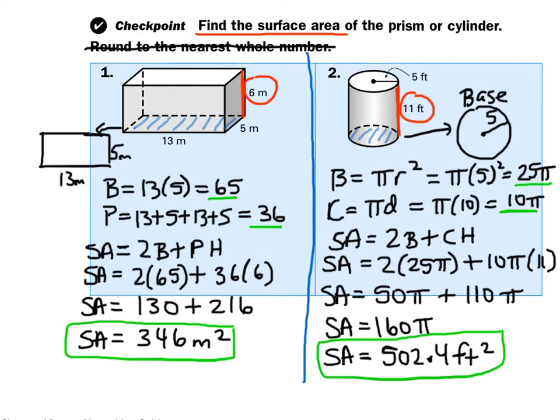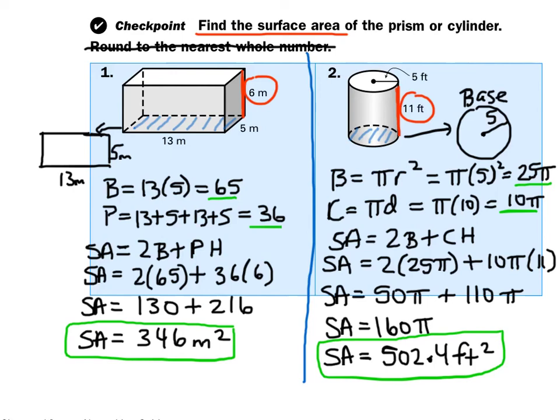Take a look at number 2. This is a cylinder. So I made the base blue and I drew the base over here. And I noticed that they gave me the radius of 5. So to get the area, the base area is pi times the radius to the second power. That's pi times 5 to the second power. 5 to the second power is 25, so that's just 25 times pi. Leave it alone. Leave it as pi. And now let's do the circumference. To go around the circle, I have to do pi times the diameter. Well, if the radius is 5, all the way across would be 10. So pi times 10 gives me 10 pi.